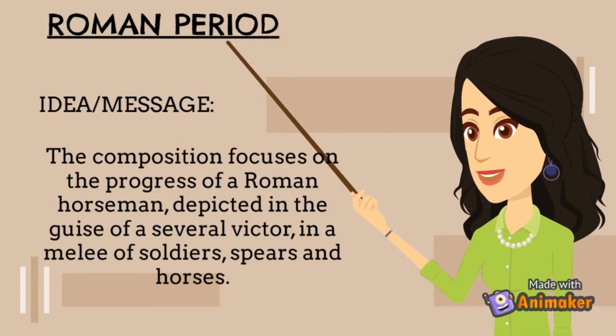For the idea or message, the composition focuses on the progress of the Roman horsemen, depicted in the guise of universal victor, in the melee of soldiers, spears, and horses. It is used for the burial of a Roman general involved in the campaign of Marcus Aurelius, a carved marble that depicts the battle between Romans and Germans.